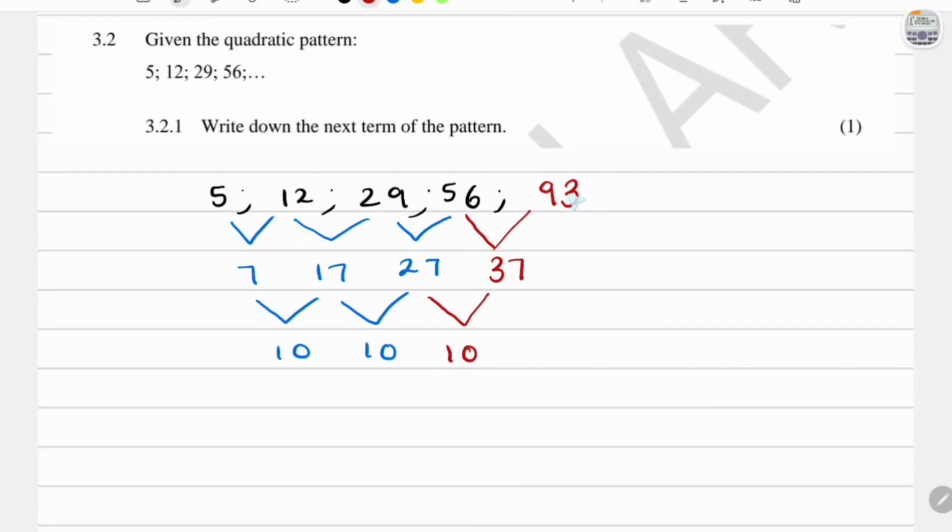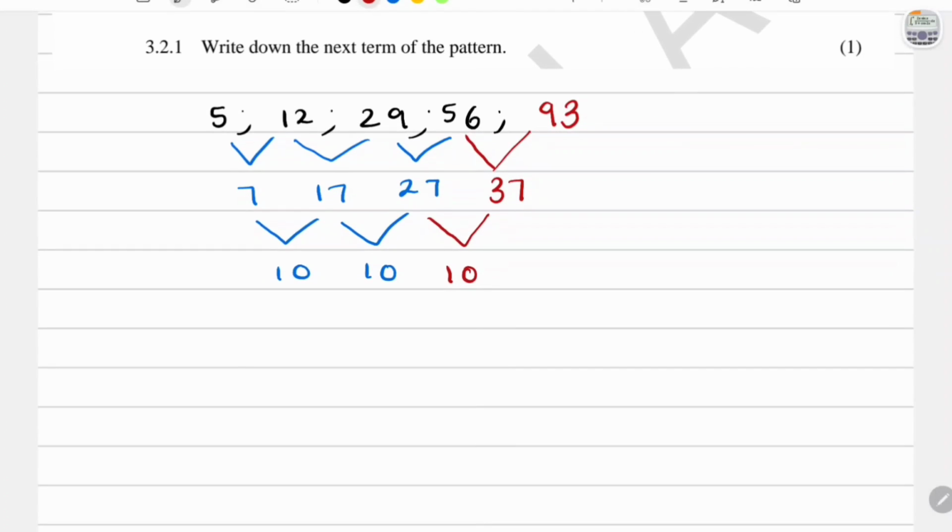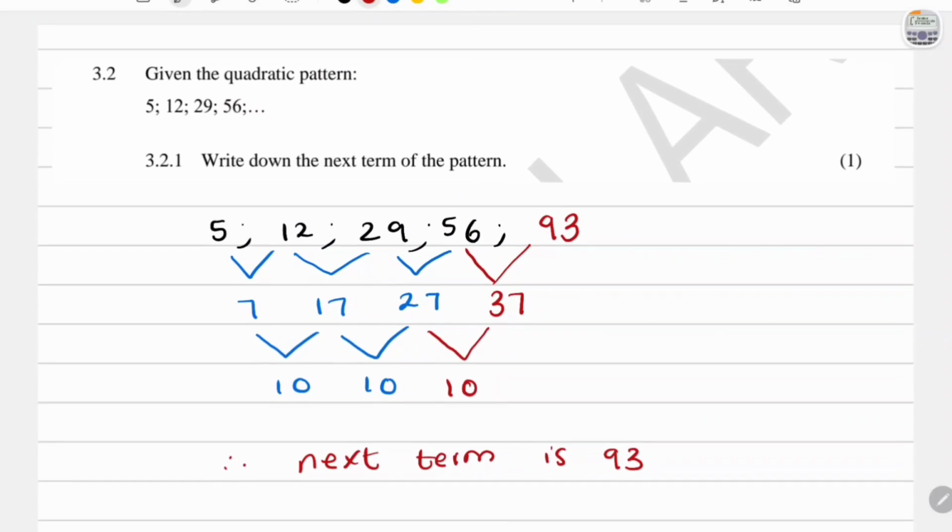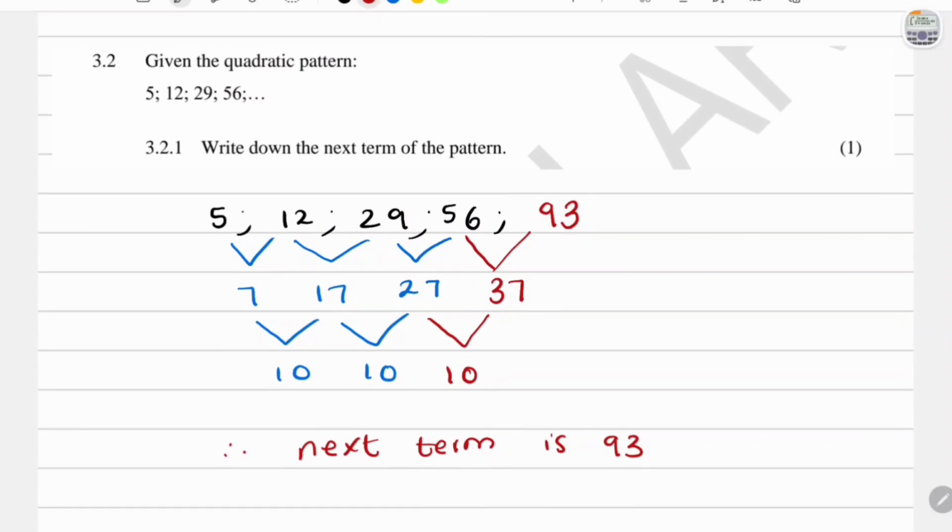So we have 93. Okay, so that is our term. So for the next term of the pattern, you can go ahead and tell them that the next term is 93. Okay, so that is for 1 mark. Moving on to the next question.